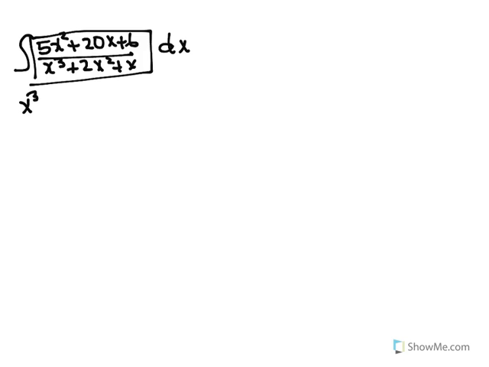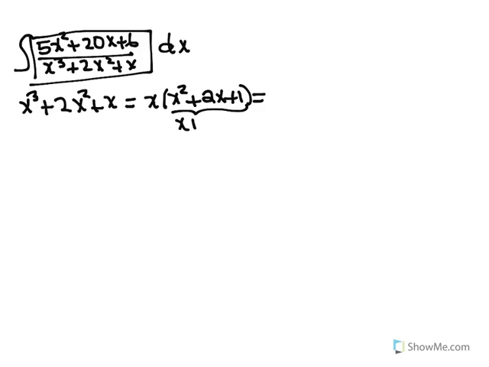So the first step, as you all know, is to factor the denominator, factor the x, and I get x squared plus 2x plus 1. And then you can see that this is x plus 1 times x plus 1, right? It repeats. So it's x times x plus 1 squared.